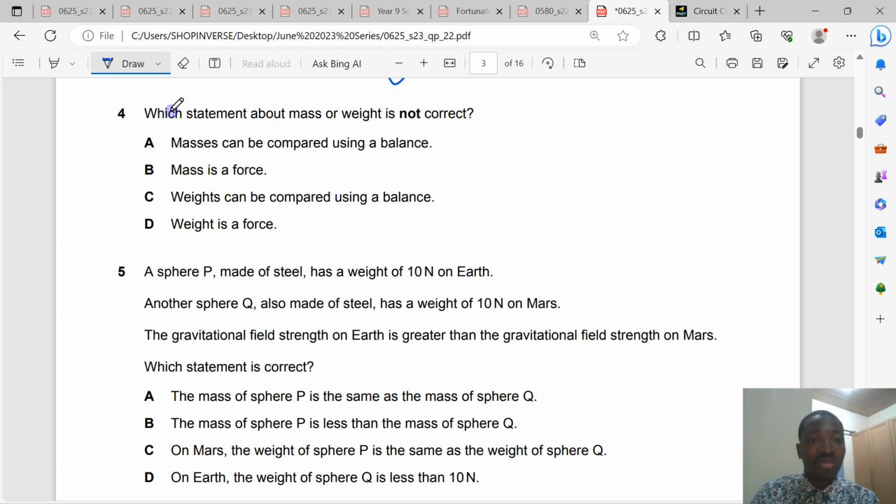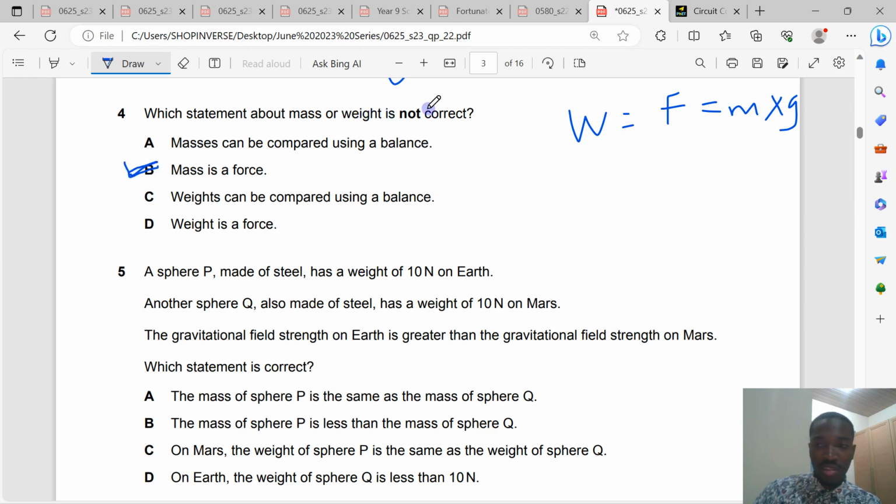Question number 4. Which statement about mass or weight is not correct? Mass can be compared using a balance. Perfect. Mass is a force. No, it is weight that is the force, and weight is defined as a force on a body due to gravity. That's why weight is mass times gravity. Yeah, weight is a force, so mass is not a force. So this is the one that is not correct. So you shade option B as the option that is not correct.